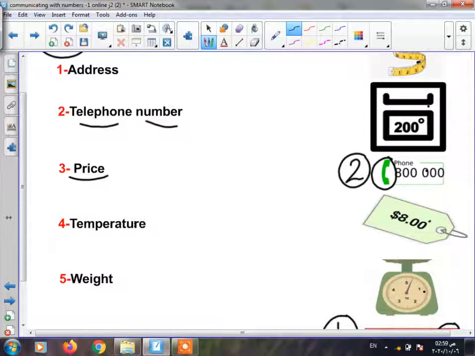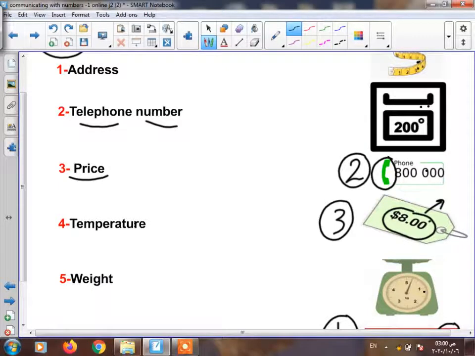Could you see this price? Okay, I will write number three beside the first picture? No. Second picture? No. Third one? No. Fourth one. So number three, here is a ticket, and on this ticket there is a number. This number is the price. Excellent, Junior 2.